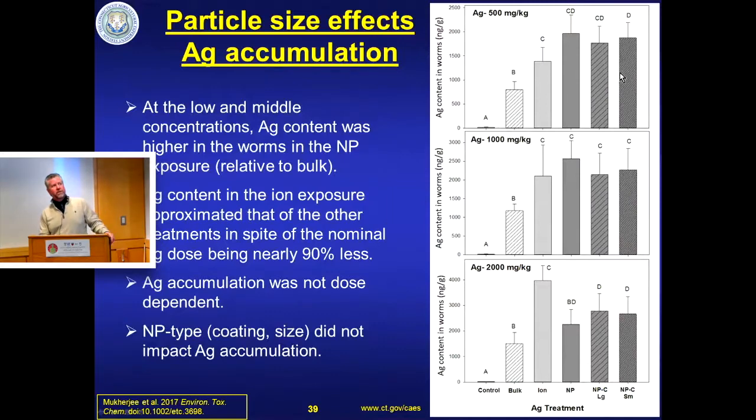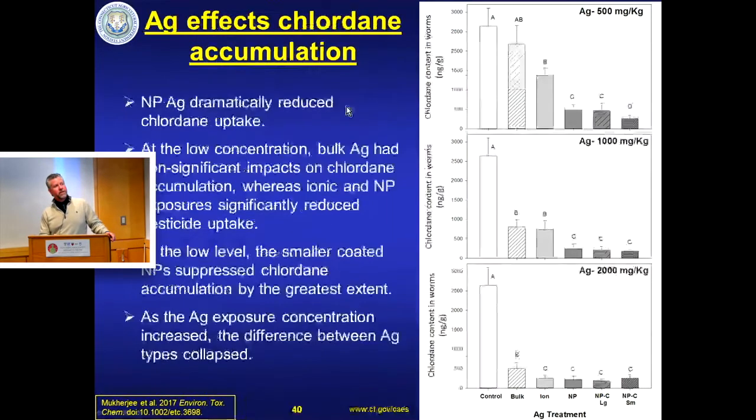But this was the interesting part. This is the concentration of chlordane present in the earthworm tissues. And again, just look at the low concentration of silver up here. Here's your control. This is the bulk form of silver at 500 ppm. You still have a pretty significant amount of chlordane in the tissues of these worms. But look what happens when that 500 ppm silver is in nanoparticle form. You get pretty dramatic decreases in the amount of chlordane showing up in these earthworm tissues.